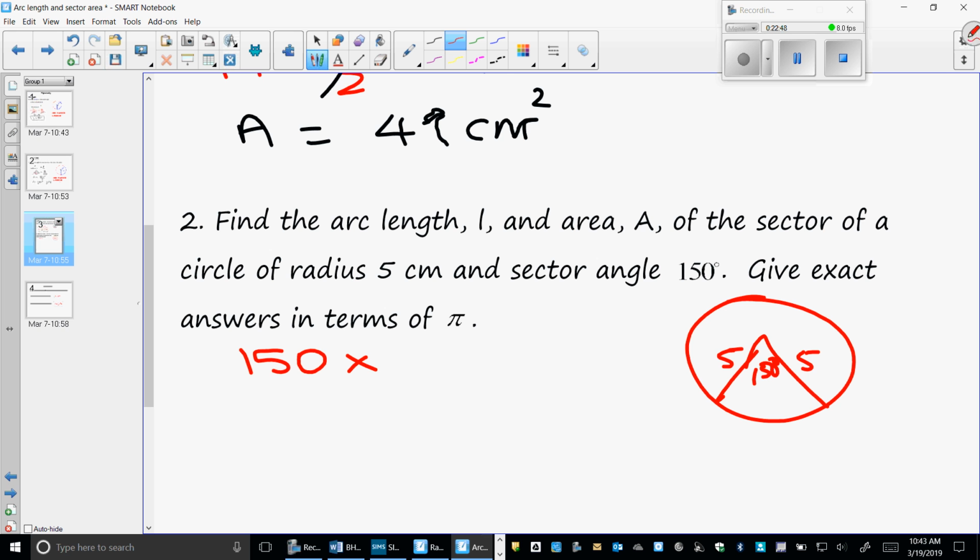150 over 1 multiplied by pi over 180. I can divide both by 10, and then 15 and 18. What number goes into 15 and 18? 3. So it goes into this and this. So I've got 5 pi over 6.